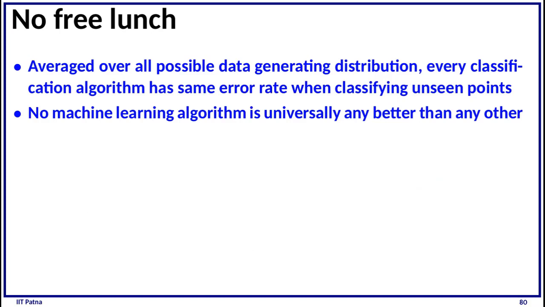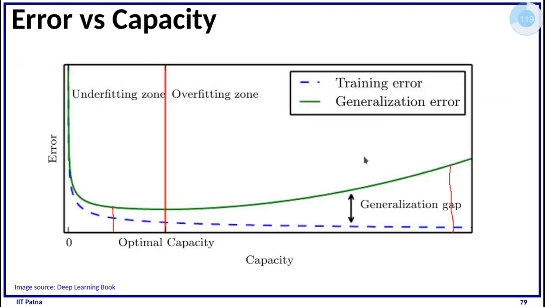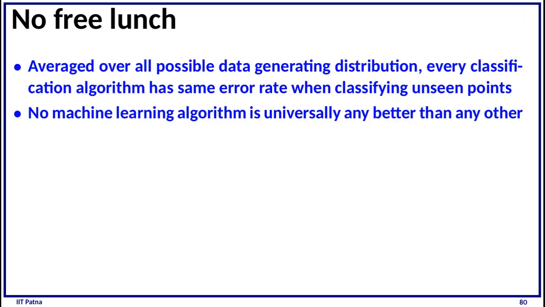There is a nice theorem called the no free lunch theorem. What does it say? Averaged over all possible data generating distributions, every classification algorithm has the same error rate when classifying unseen points. This effectively means that no machine learning algorithm is universally better than any other. For a certain set of points, I may observe good results from one algorithm; for certain other sets of points, some other algorithm will work best for me.